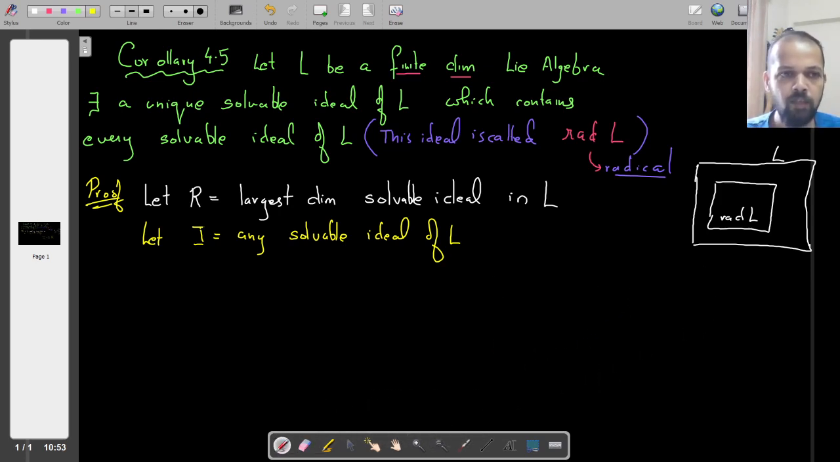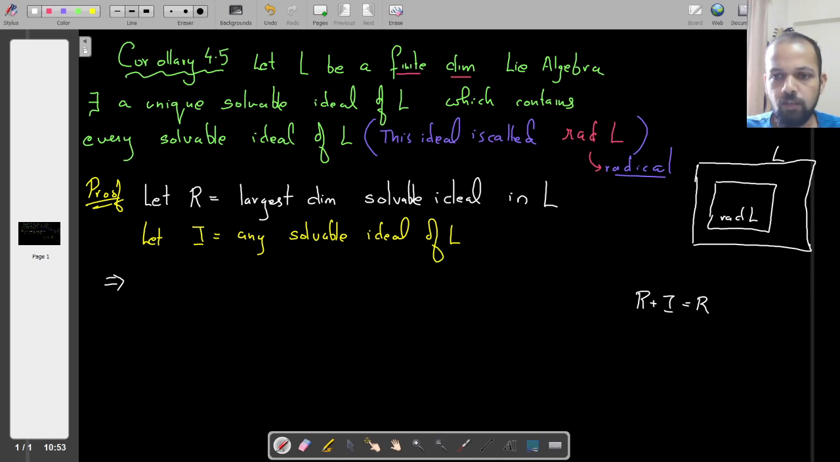How will I show that? Again, it's fairly simple. You look at this R plus I. I will look at this R plus I, and I will end up concluding that R plus I is the same as R. How will I do it?